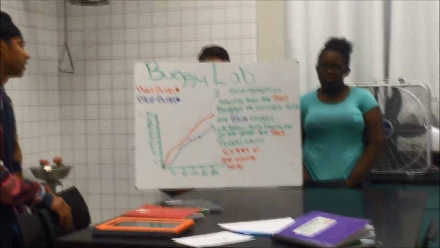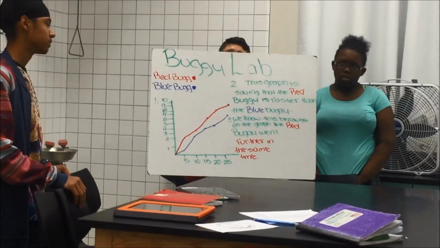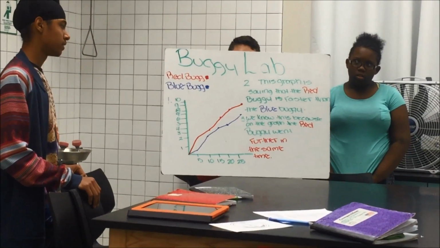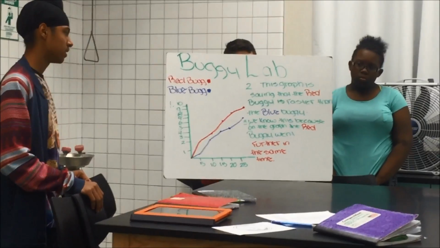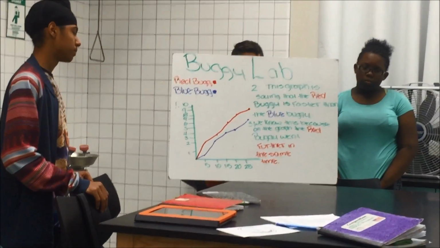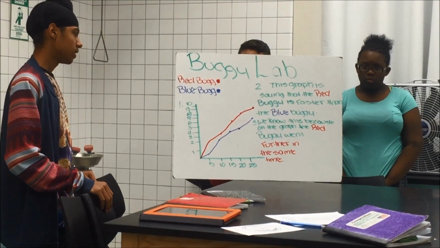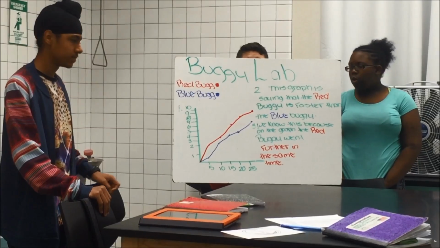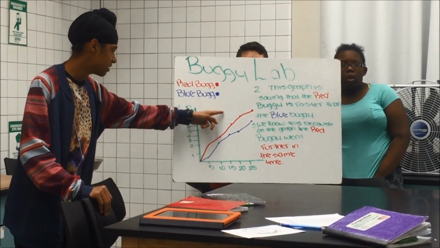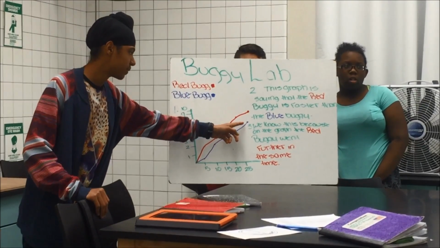Why is our graph saying that the red buggy is actually faster than the blue buggy? Because on the graph, the red buggy has covered more distance for a fair amount of time, while the blue buggy covered less distance for a fair amount of time. Here's the graph. The red buggy went more distance in the amount of time it's given, while the blue buggy covered less.